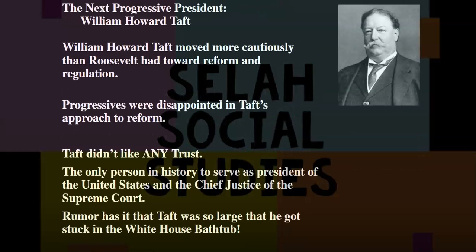So after Theodore Roosevelt served his 2 terms in office, he decided not to run for a third. This created an avenue for the Secretary of War and ally to Roosevelt, William Howard Taft, to run for office. Taft was elected president in 1908 and agreed with many of his predecessor's beliefs about trusts.